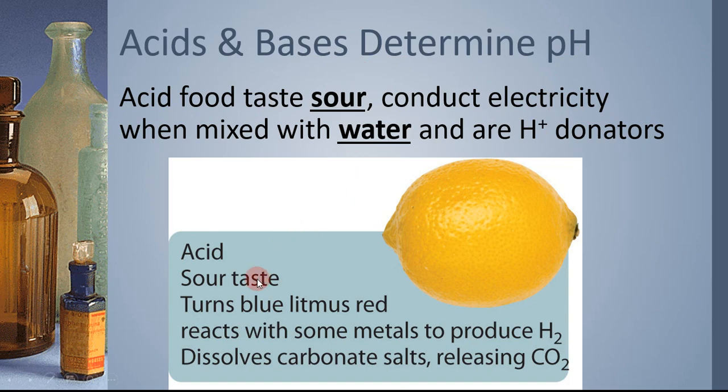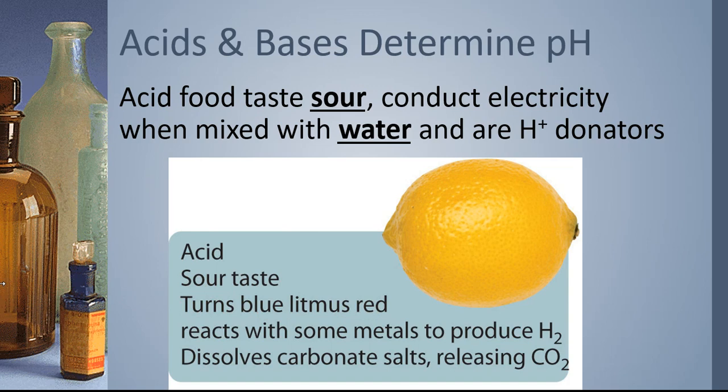Now down here we'll see once again the sour taste. This thing right here, it says, turns blue litmus paper red. Okay, a little explanation there. Litmus paper is a special kind of science paper that has been impregnated with a chemical, and the chemical changes color in the presence of acids.